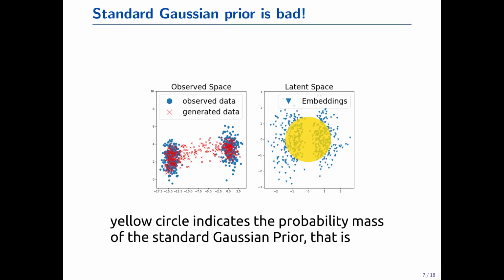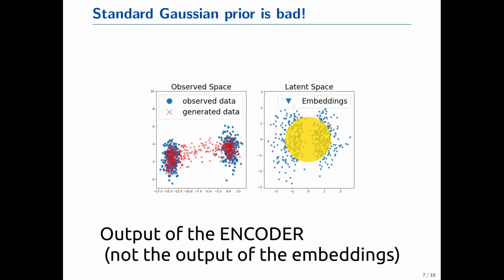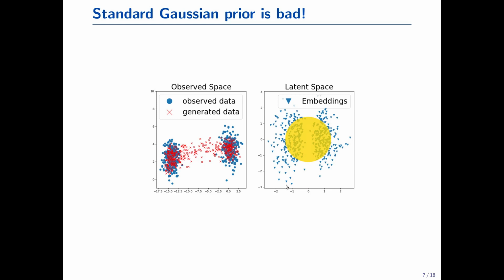And as we can see, after training until convergence, the model is not able to contain, so to speak, the embeddings within the yellow circle. So we basically see that there's a mismatch between the imposed prior distribution and the output of the embeddings. And because of this, the generated data doesn't follow the actual observed data. Consequently, we see that we have a lot of red crosses, which are the generated data, which are not supposed to be here.